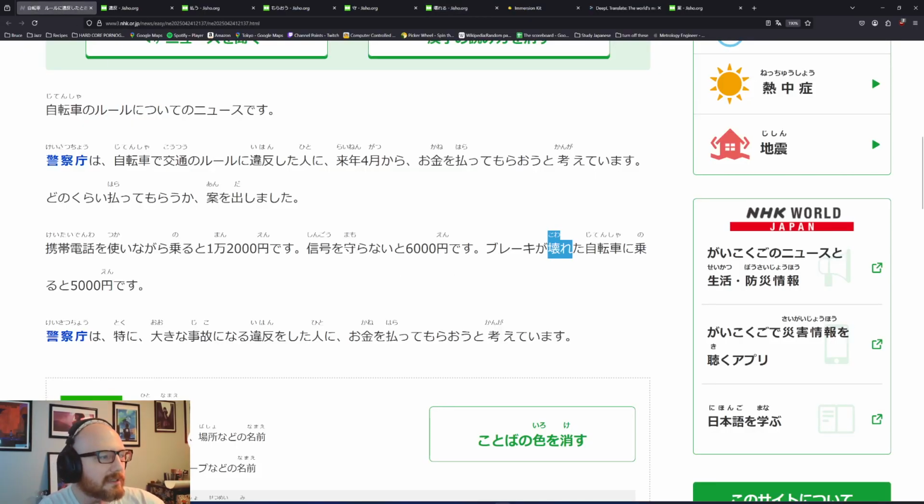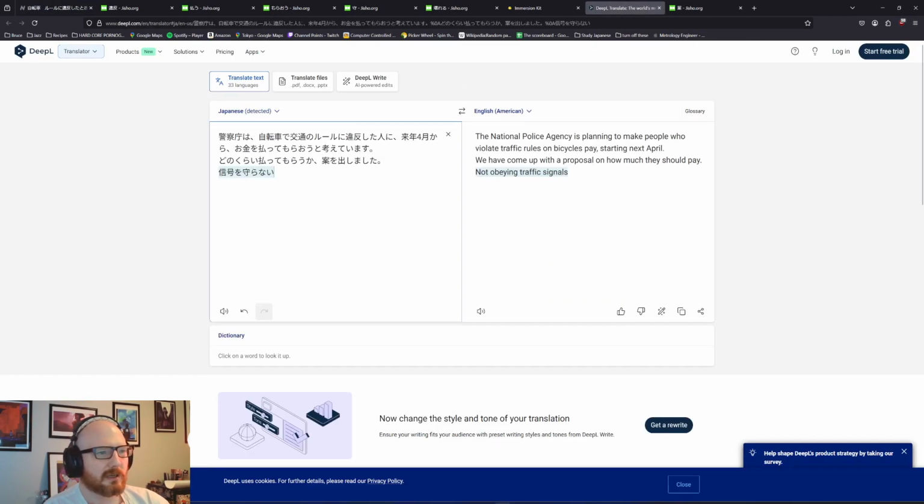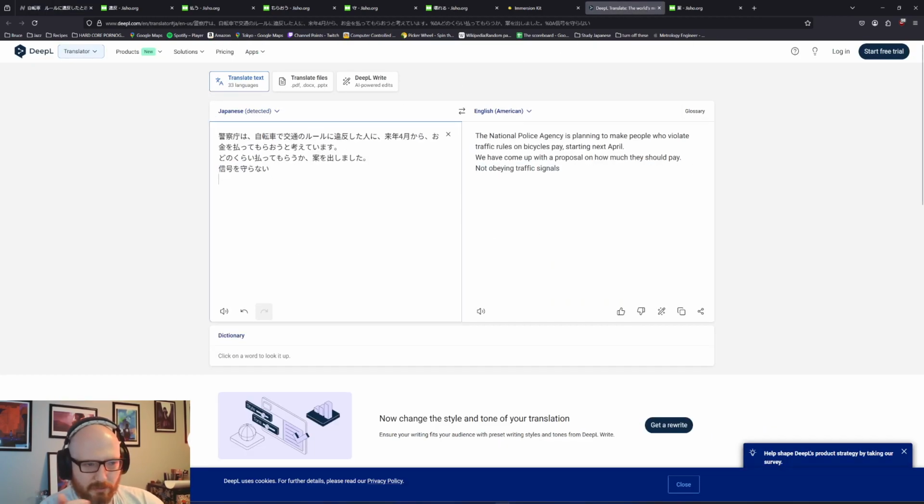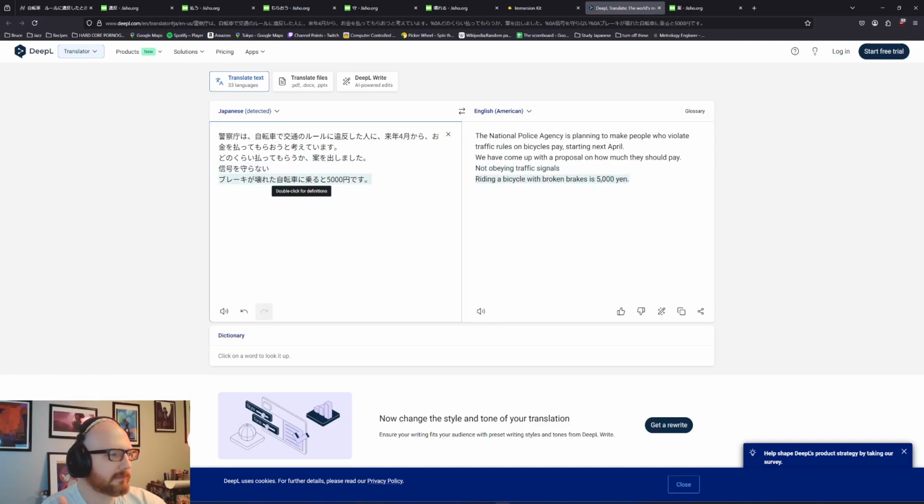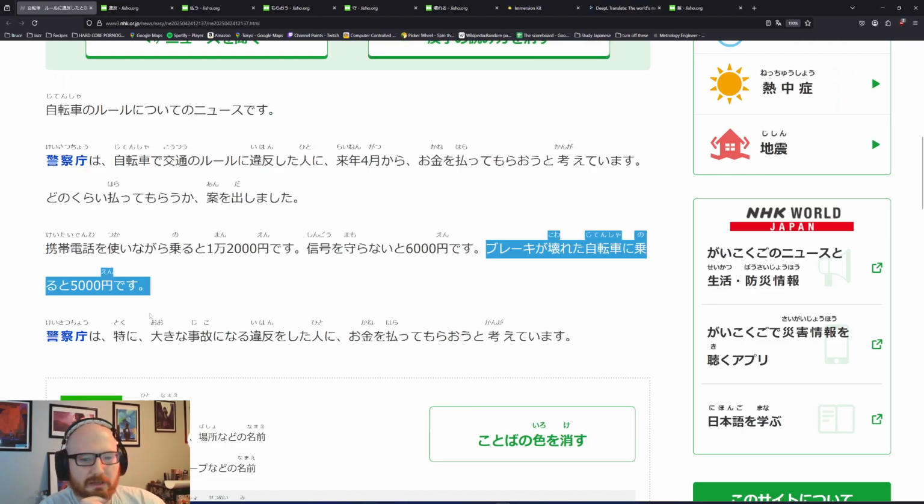So if your brakes on your, kowareta, so ブレーキが壊れた自転車に乗ると5000円です。So they're saying if you don't use your brakes, or if your brakes are broken, yep, okay, there you go. Okay, all right.